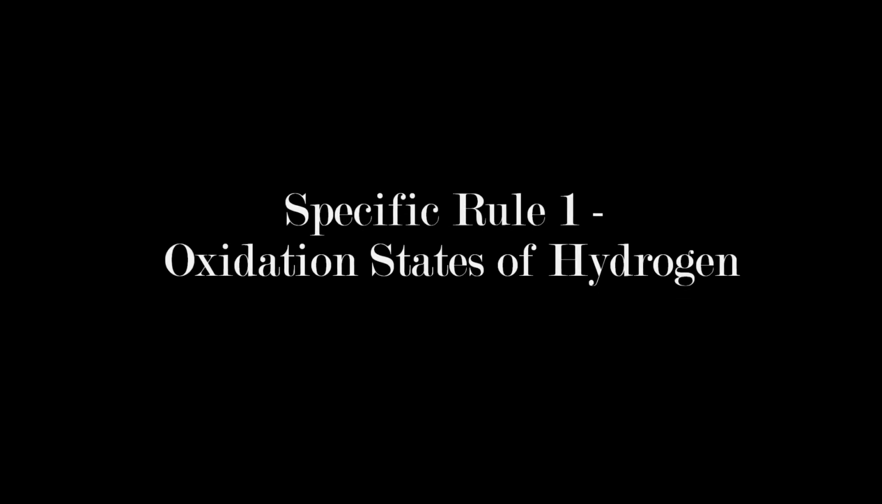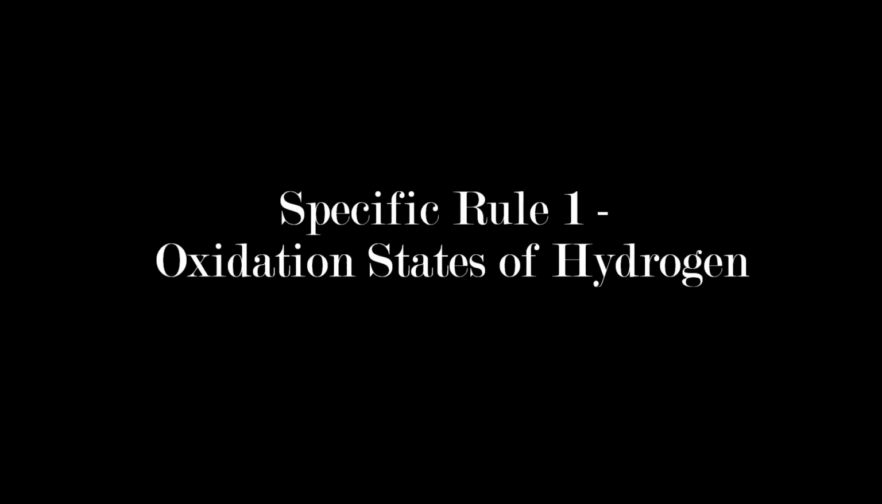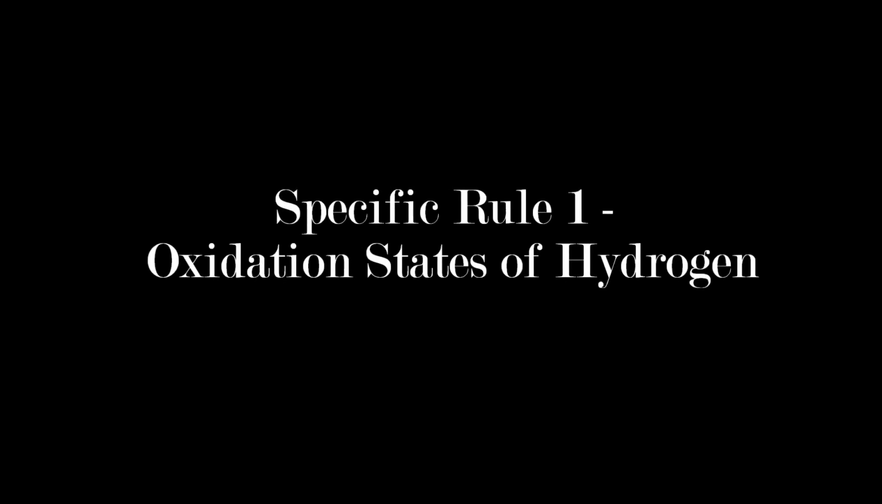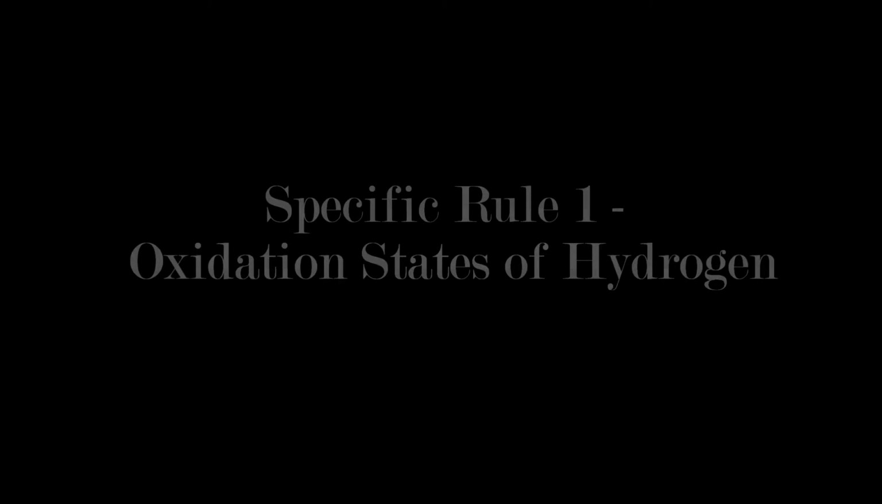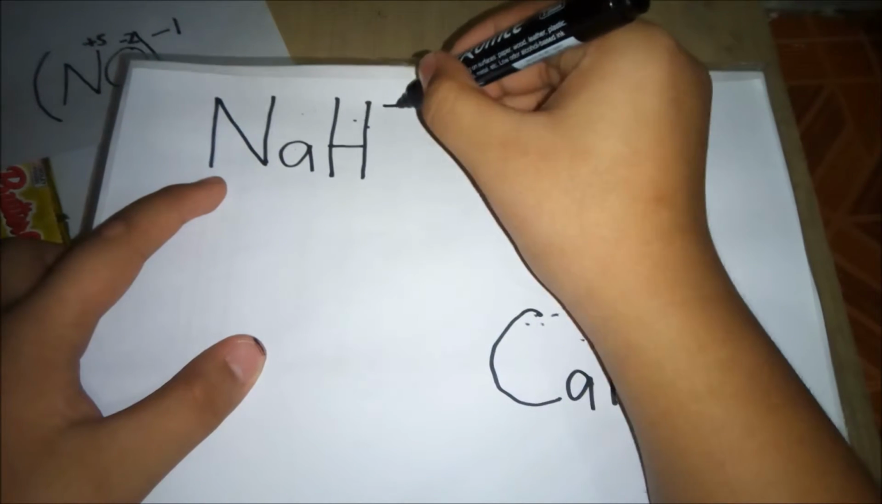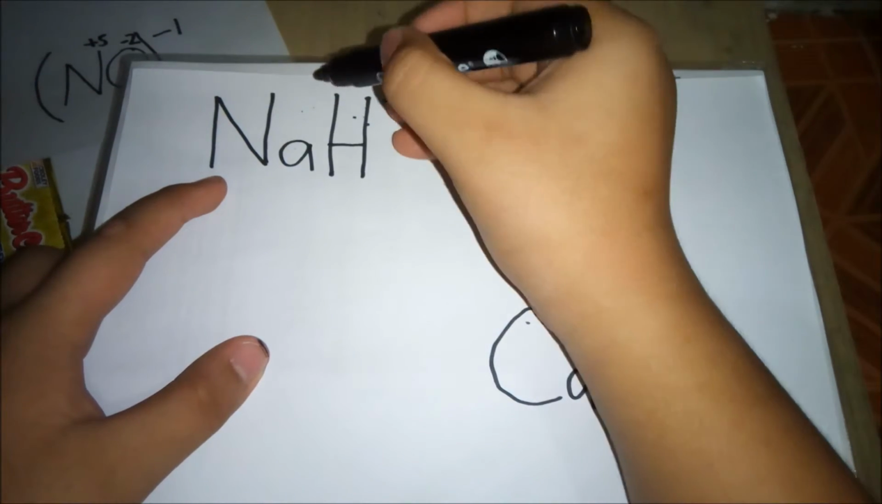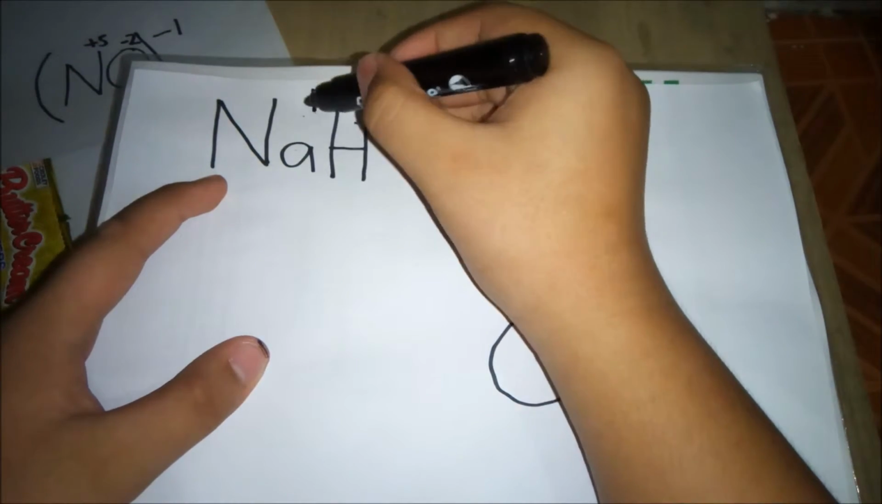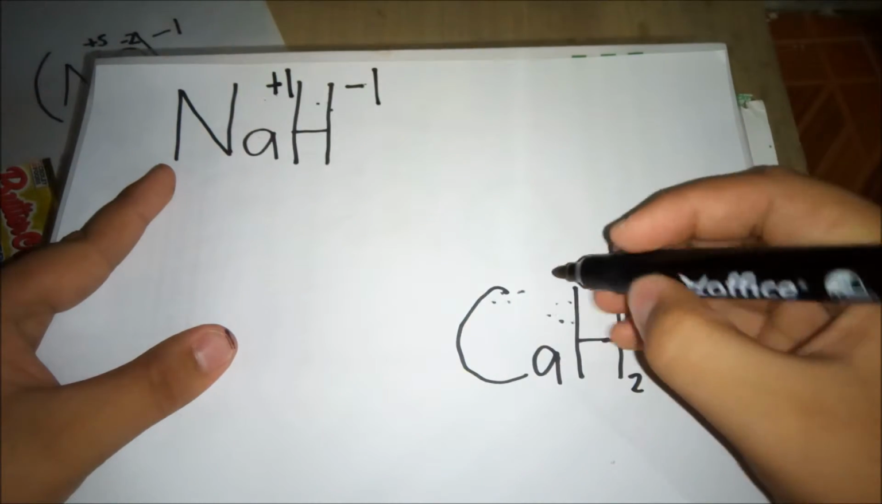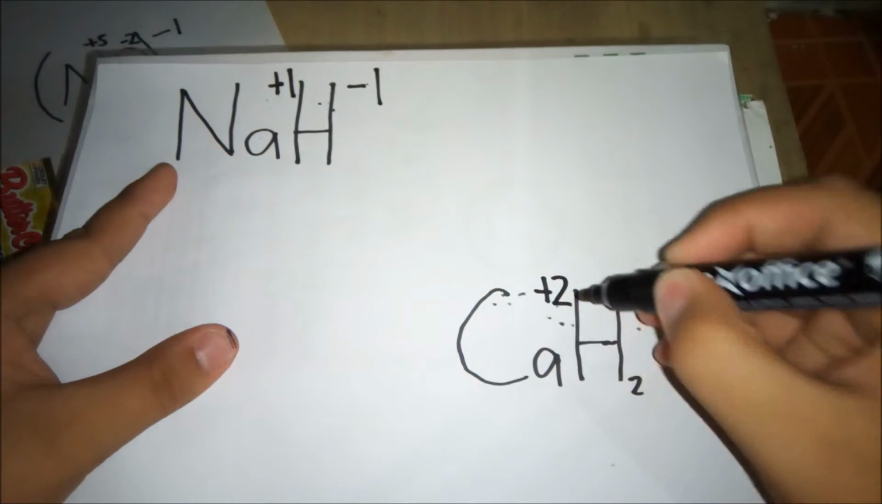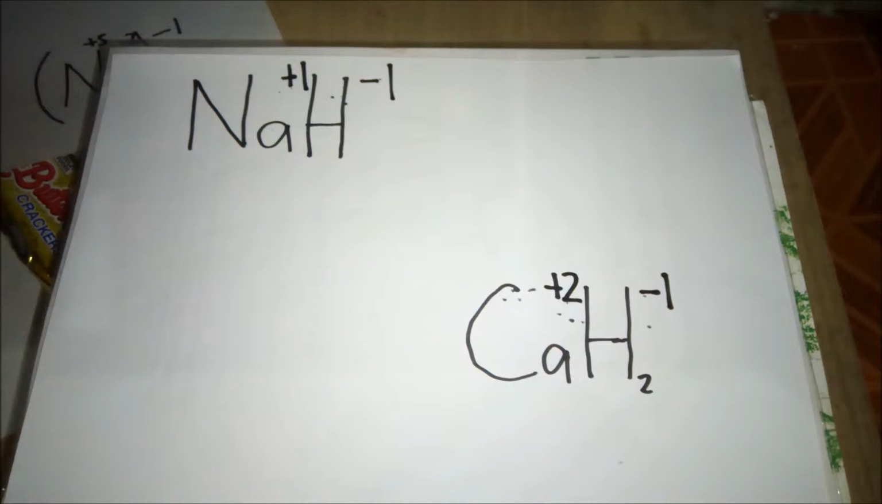Okay, so hydrogen, in most cases, has an oxidation state of +1, unless it is combined with metals or boron, which results in it having -1 as an oxidation state. Some examples include NaH or sodium hydride and CaH2 or calcium hydride. Since sodium and calcium are both metals, when one of them pairs with hydrogen, the oxidation state of hydrogen becomes -1 instead of +1.